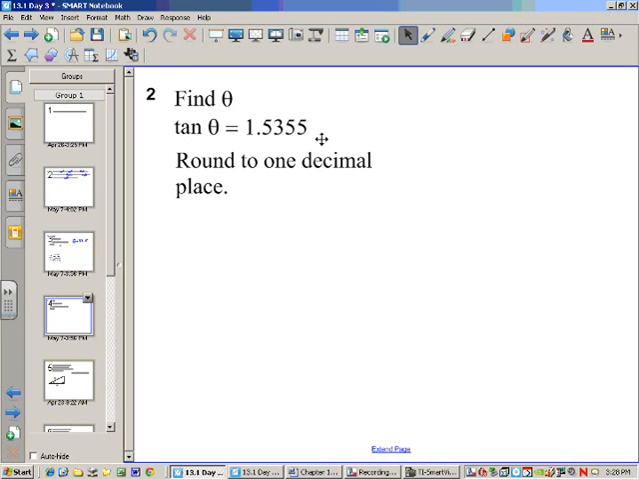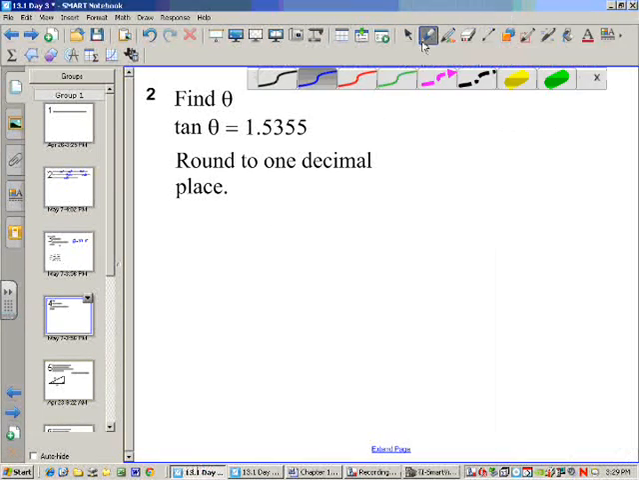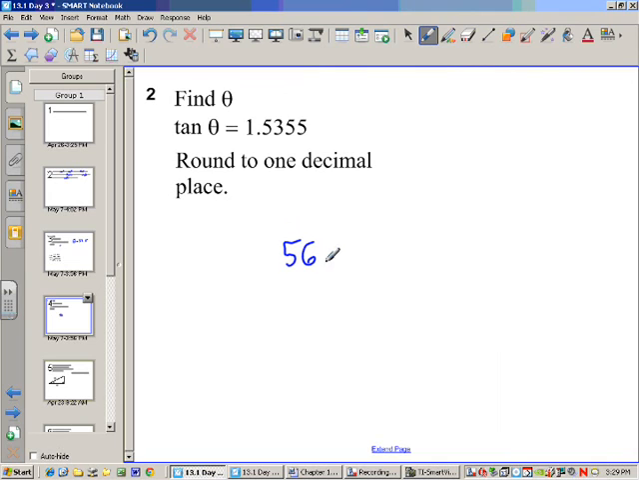All right, so if tangent of theta equals 1.5355, you do second tangent 1.5355, 56.9 about. So 56.9 is what our theta would be.